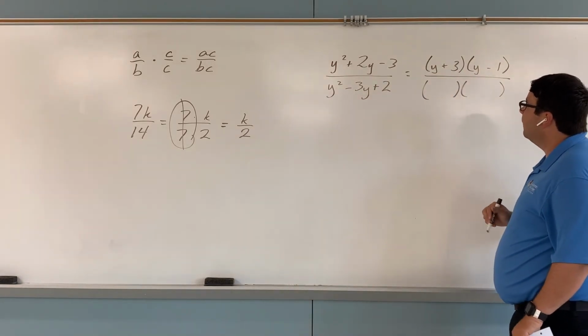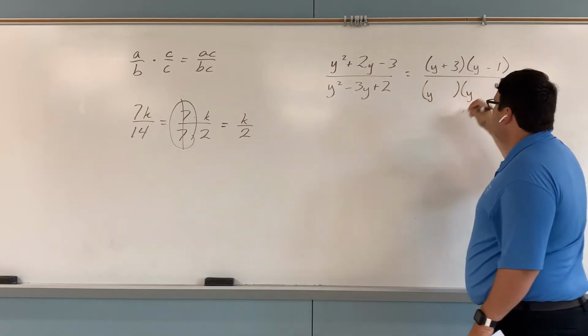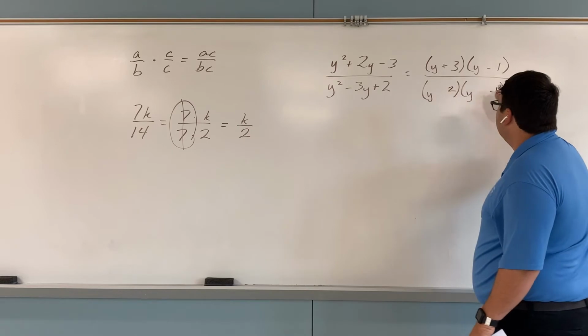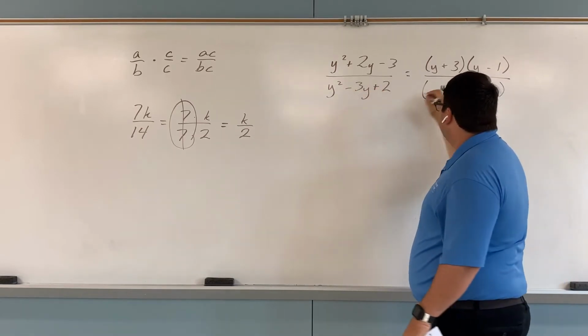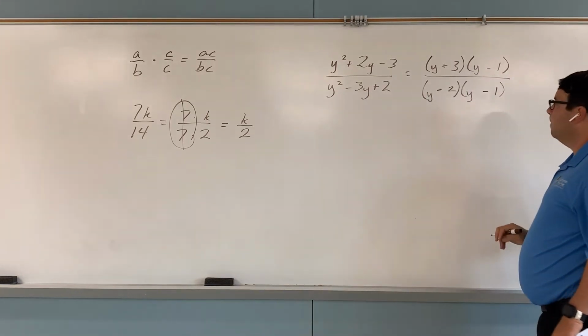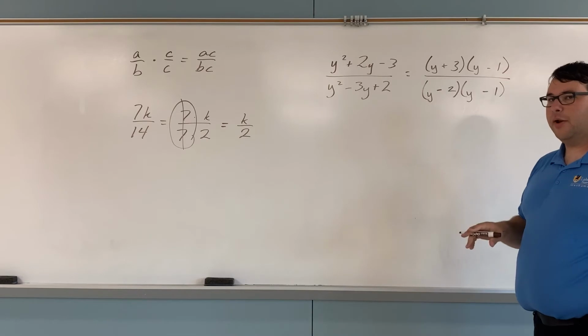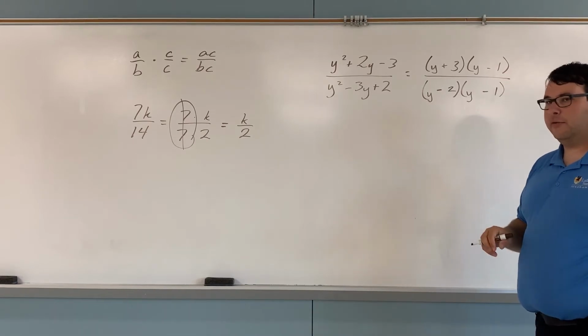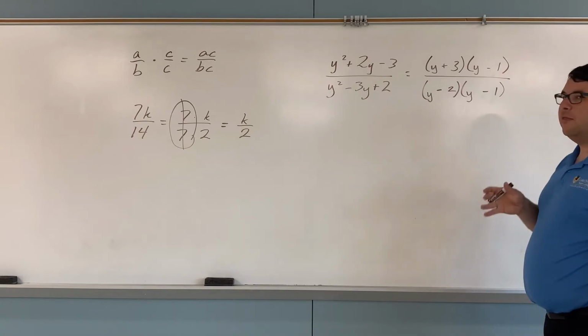Okay. Let's look at that denominator. I have y and I have y. 2 and 1. Now, I know the signs are the same and they're both negative. Okay. So now I have two products in the numerator and two products in the denominator. Cool. Is there anything that I can cancel?